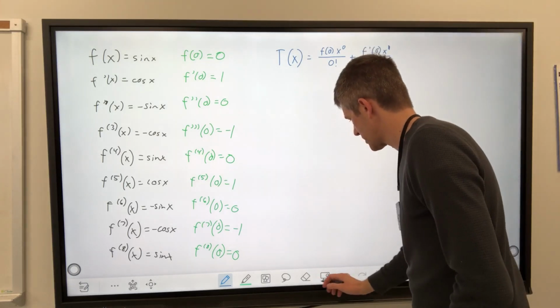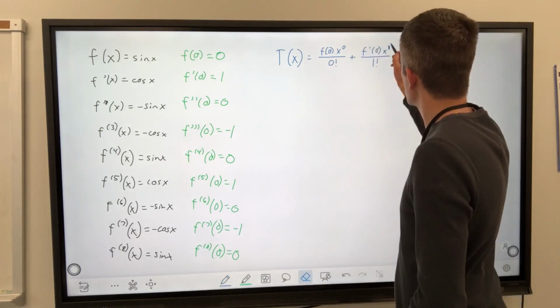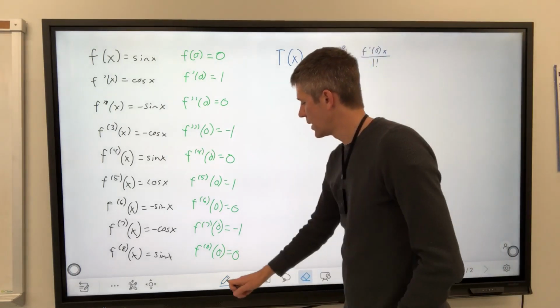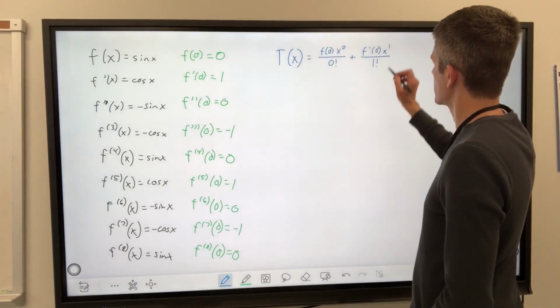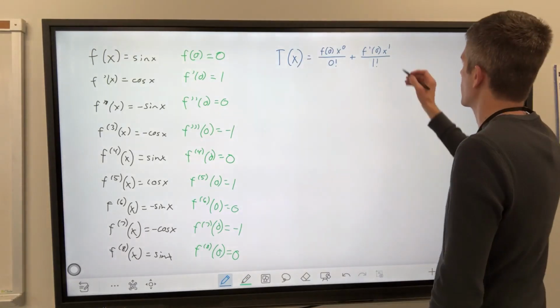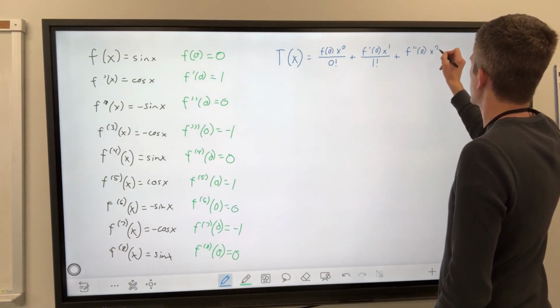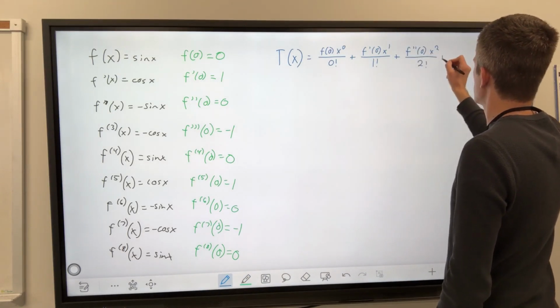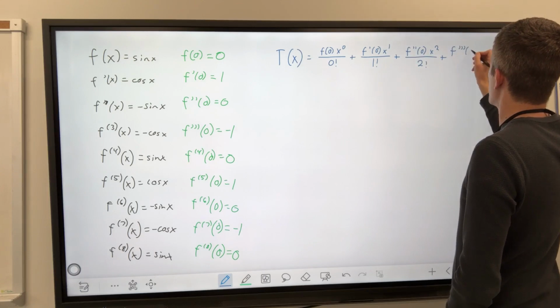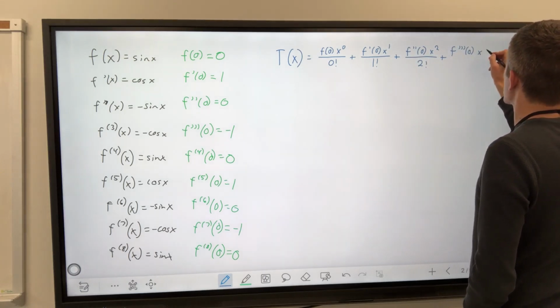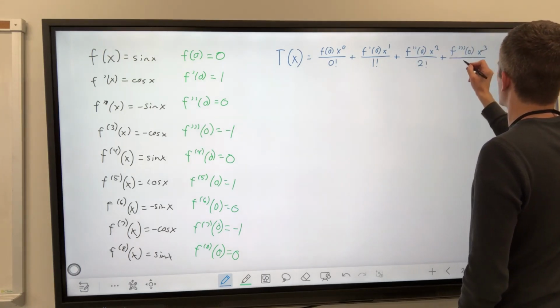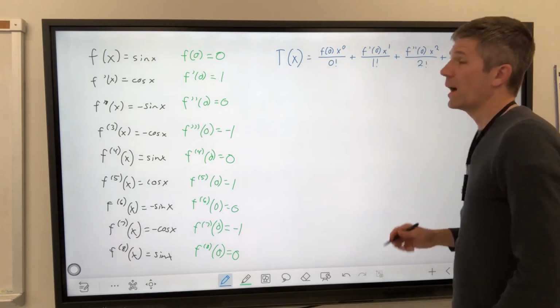I need to clean this up just a little bit. That looks a little bit sloppy. There we go. That's x to the 1. I like to put understood exponents in here for the sake of the pattern. That's just how I roll. Plus f double prime of 0, x squared over 2 factorial, f triple prime of 0, x to the 3rd over 3 factorial, and so on.